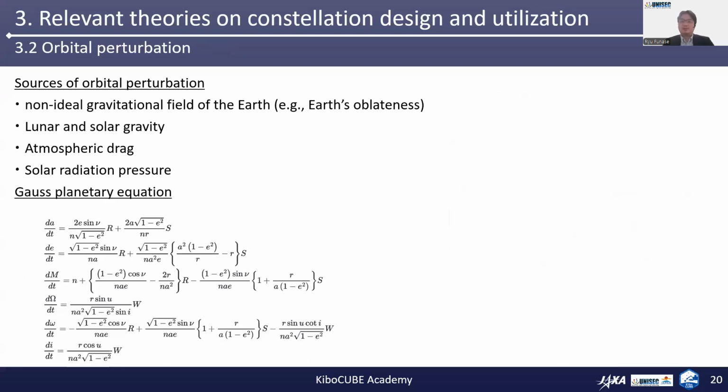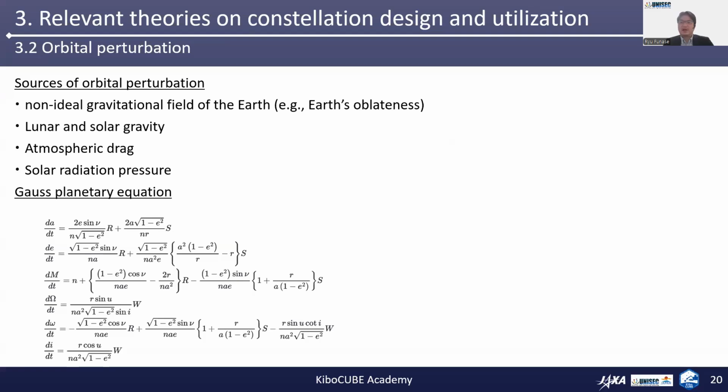In the previous slide, I mentioned orbital perturbation, which is an effect that causes the orbit of a satellite to deviate from the ideal two-body problem motion governed by the gravity between the two bodies, Earth and the satellite. In an Earth orbit, there are various sources of perturbation, such as the effect of the oblateness of the Earth, the gravity of the Moon and the Sun, atmospheric drag, solar radiation pressure, and so on.